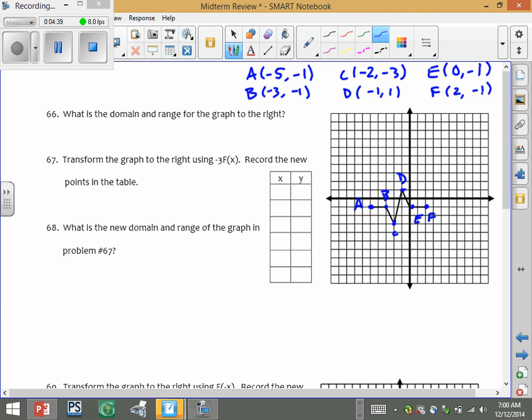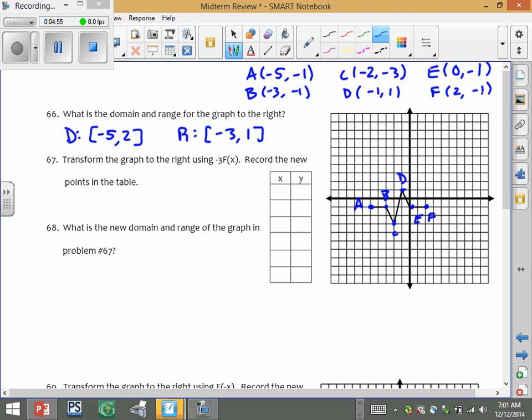So what's the domain and the range? So the domain, that's our x's, so we go all the way back to negative 5, and then we go all the way up to 2. That's just with x's. And then the range, how far up and down, so it drops all the way from negative 3 to positive 1. Make sure we put brackets.